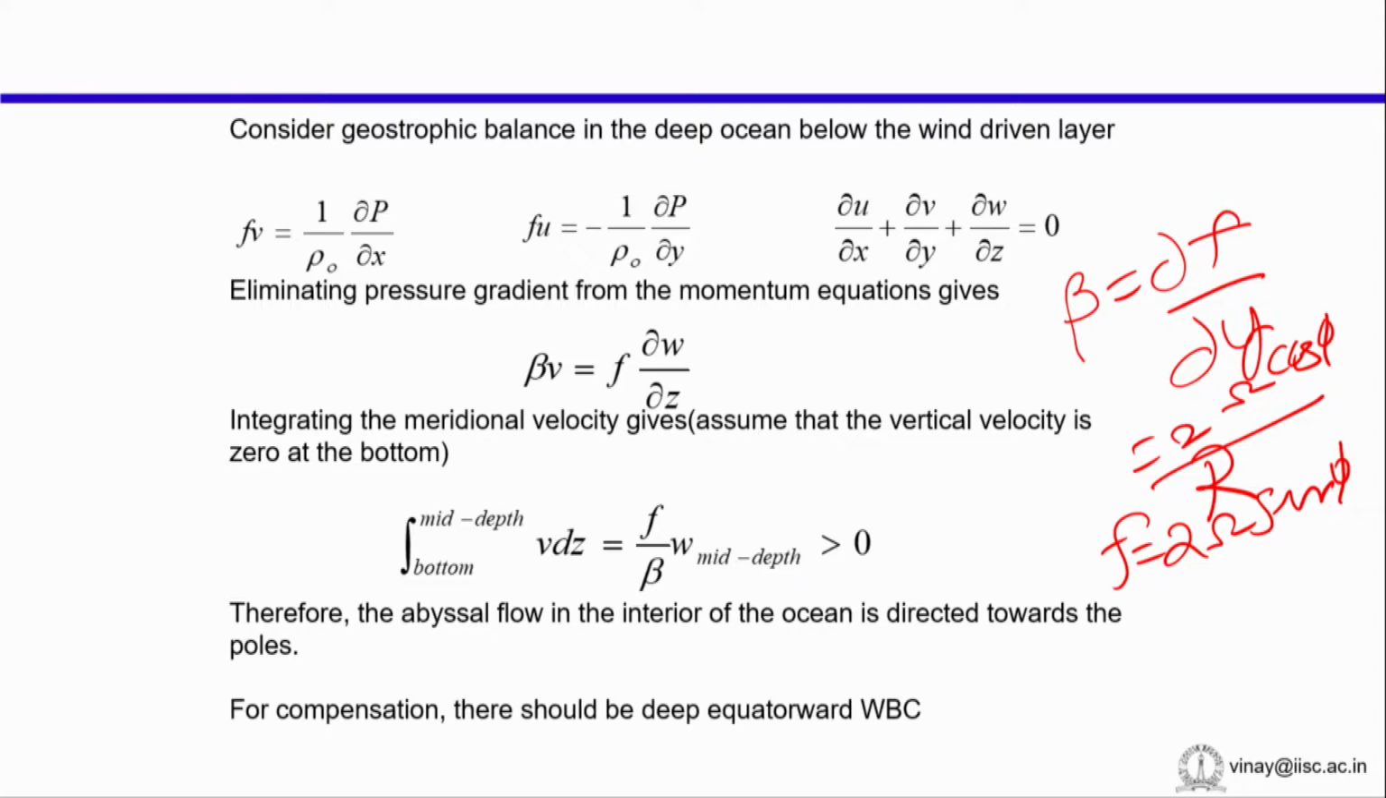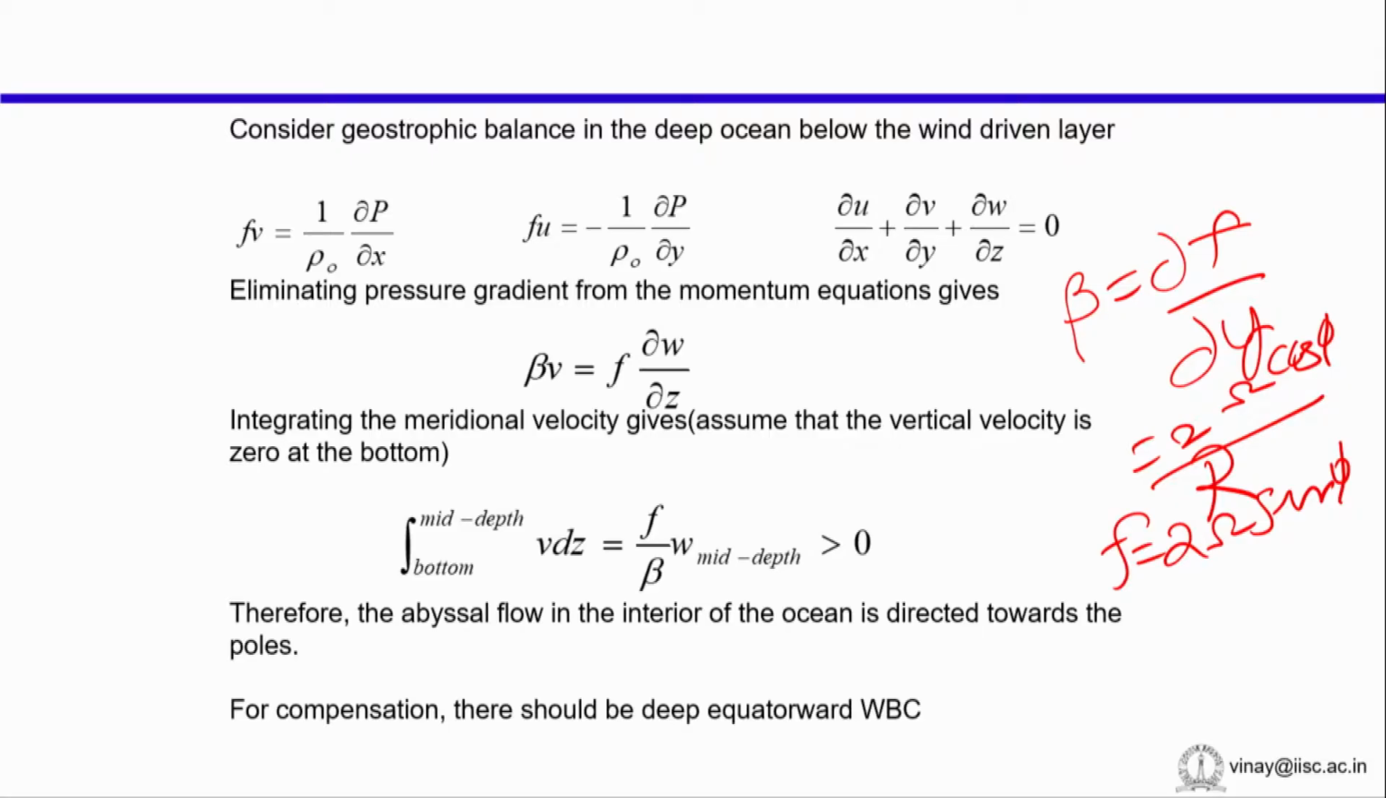Now this demands that if the vertical velocity in the deep ocean is upward, there should be a corresponding movement of water towards the pole to be in dynamical balance of vorticity. Therefore, there should be flow in the interior of the ocean that is directed towards the poles. Now, if the flow in the interior of the ocean is towards the poles, there has to be a flow which compensates, and that compensating flow should be southward.